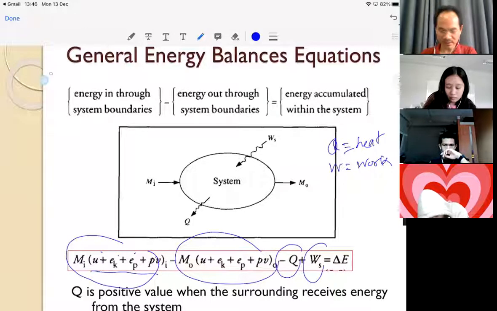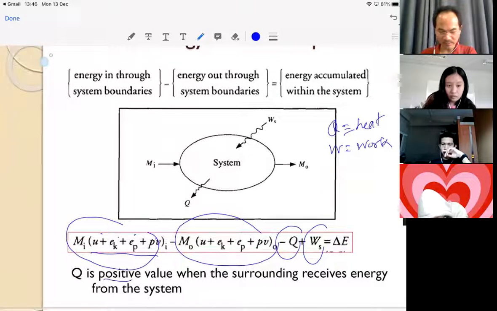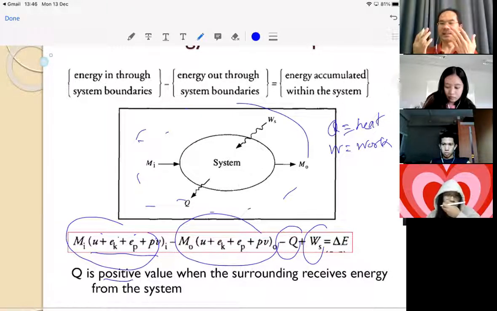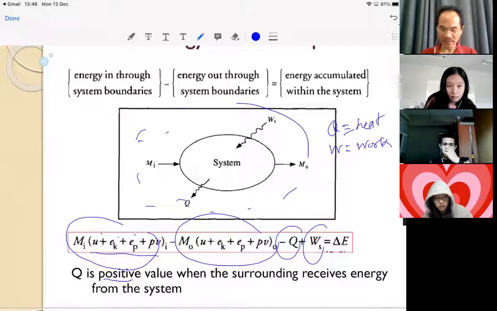Sometimes when you study in class, Q is positive or negative, depending on the textbook or the definition. For this case, Q is positive when the surroundings receive energy from the system. If the surroundings receive energy from the system, it is positive. Or if the system receives work from the surroundings, the work is positive. We will talk about it in detail again.